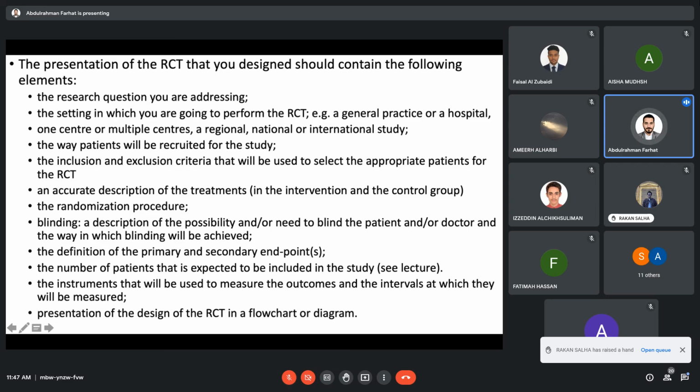You will define the primary and secondary endpoints, meaning the outcomes. So what are the outcomes of the study? What are you following up? What are you assessing? And what are you expecting? Also, you will state the number of patients that is expected to be included in the study, and the instruments that will be used to assess the outcomes. And we also need a flow chart, like the one Dr. Faisal just showed you, a flow chart or diagram of your study.